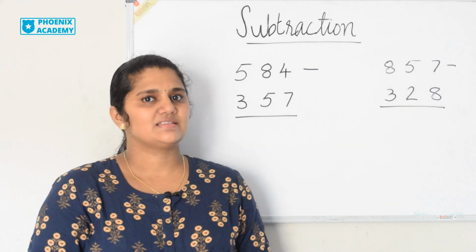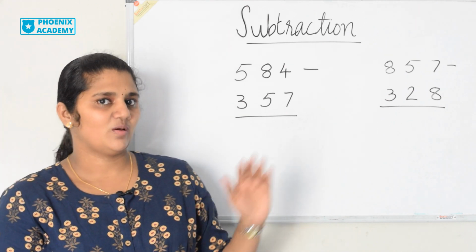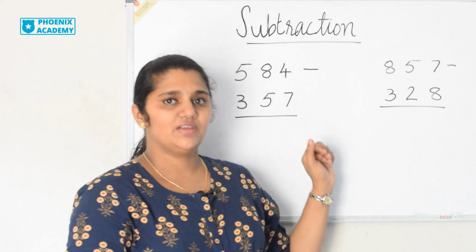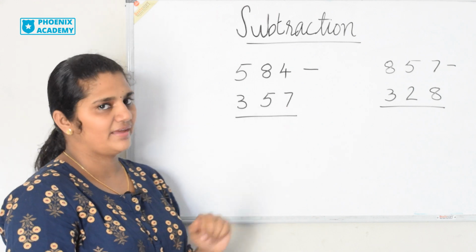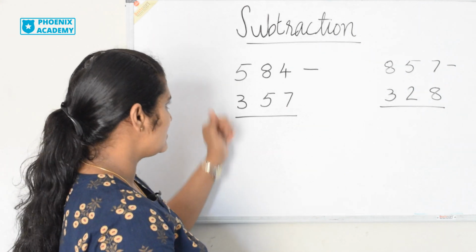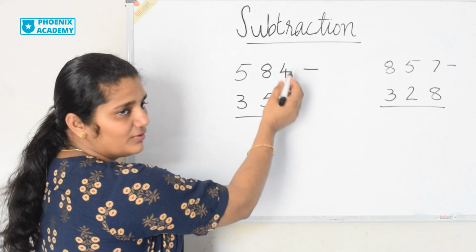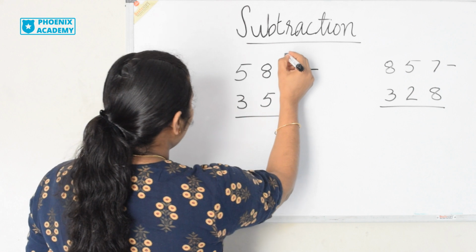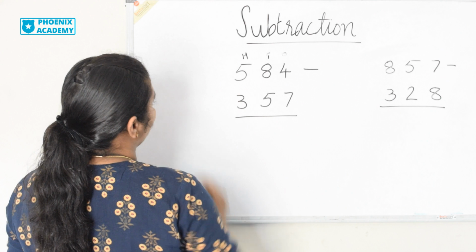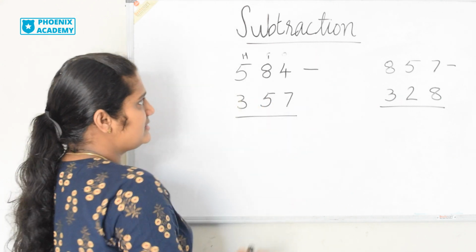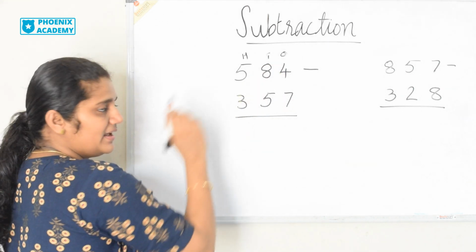Did you understand subtraction of 3-digit numbers without regrouping? Now let's see some examples with regrouping. 584 minus 357. Let's see how to subtract this. 584 is 4 ones, 8 tens and 5 hundreds. 357 is 7 ones, 5 tens and 3 hundreds.